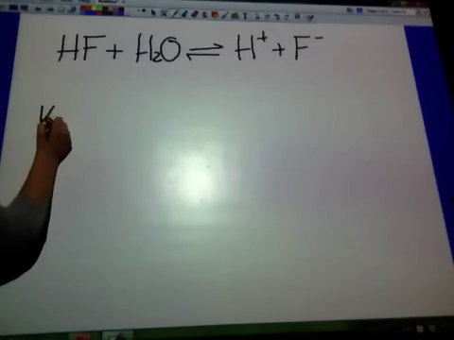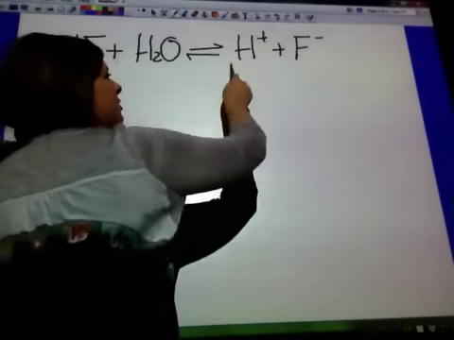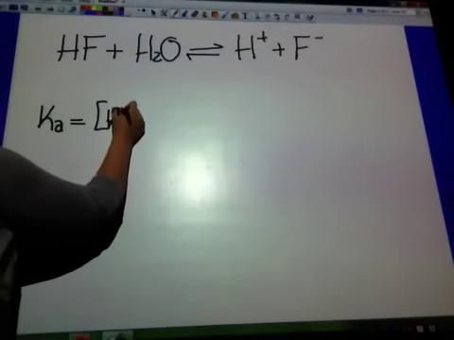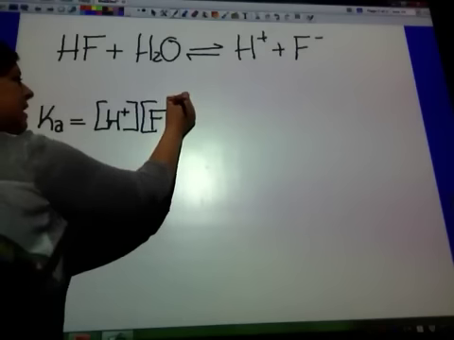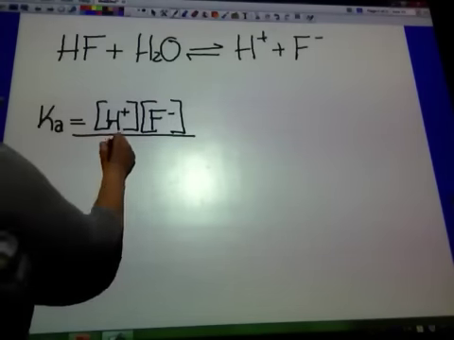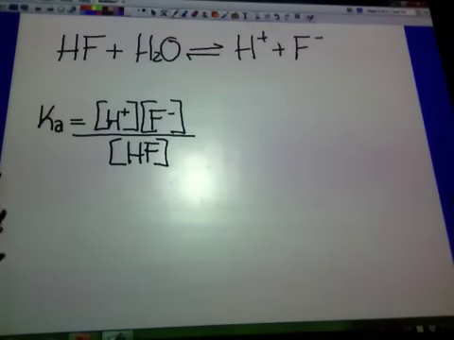So Ka, like we said, is going to be equal to the concentrations of the products over the concentrations of the reactants. So I'm going to look at my products here. I made hydrogen ion and I'm making fluoride ion. So I'm going to write, because remember my brackets mean concentration, I have my hydrogen ion times the fluoride ion over my reactant, which would be HF, over the concentration of hydrofluoric acid. This is my Ka dissociation. This is my acid dissociation constant.